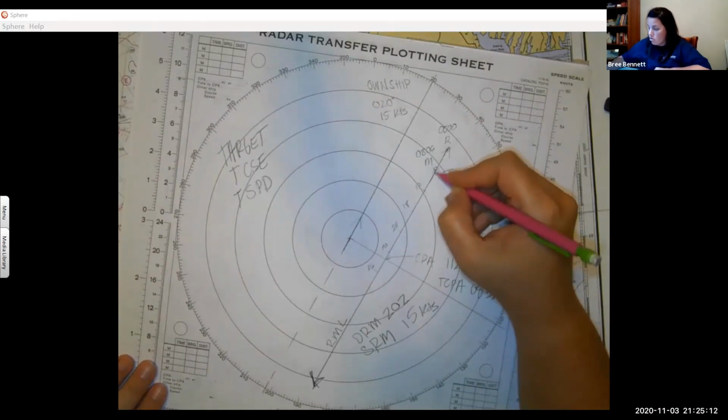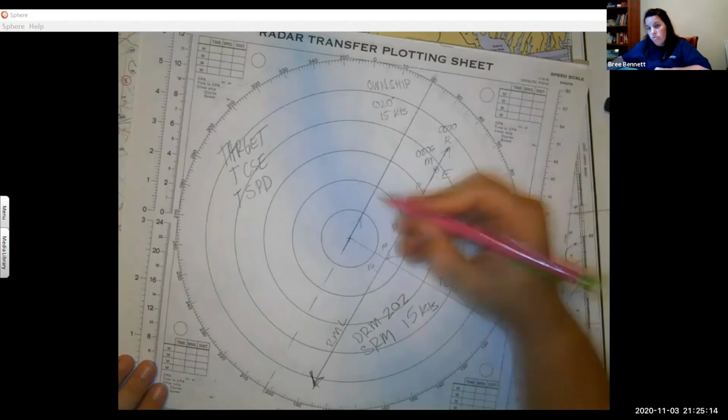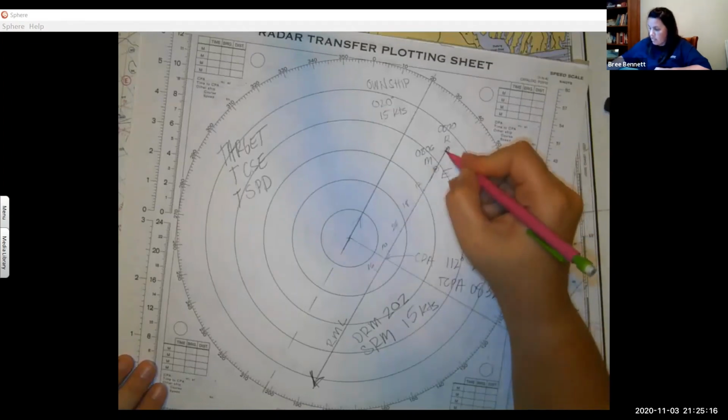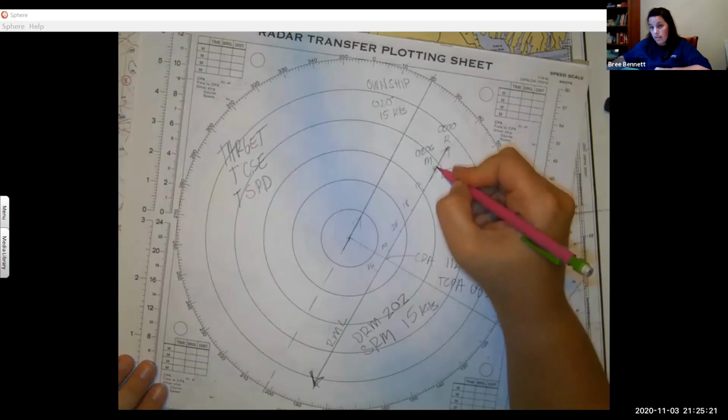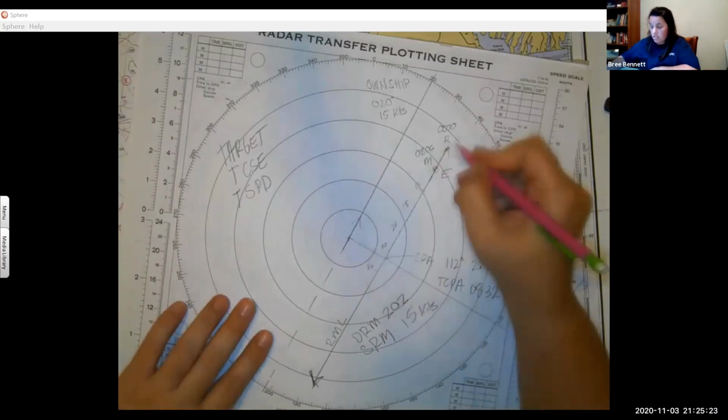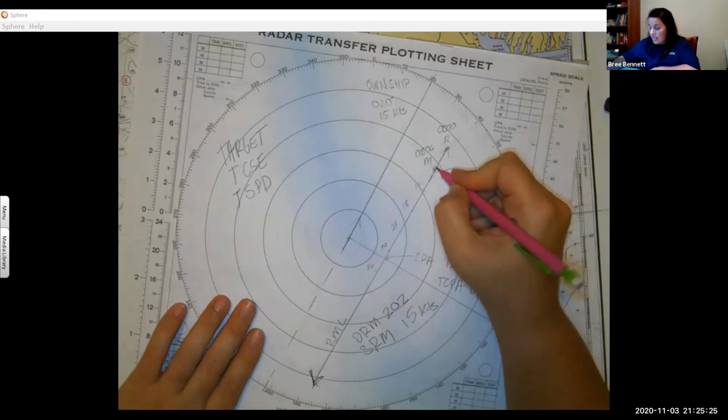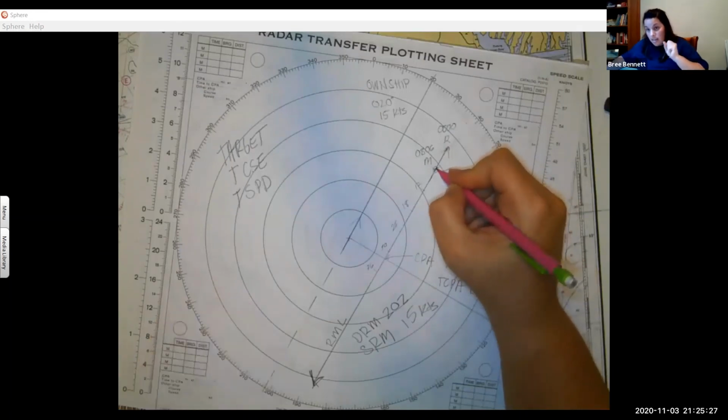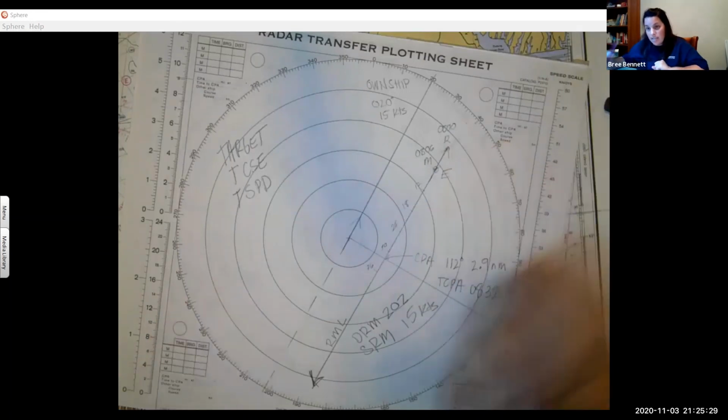Whatever this target is, it is not actually moving. I have no true vector. I have a relative vector, right? R to M, which is opposite of me, essentially. And my E to M is nothing. E and M are exactly the same.